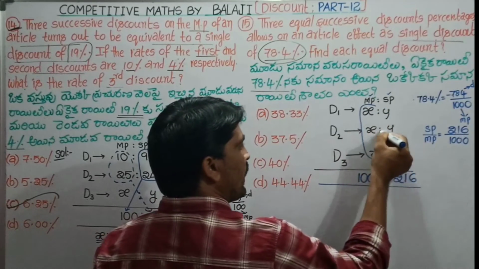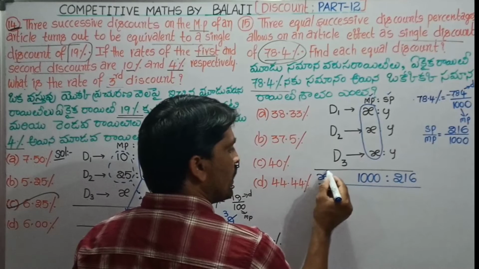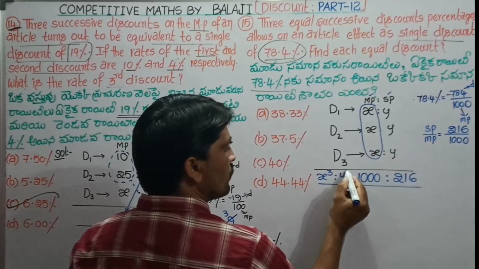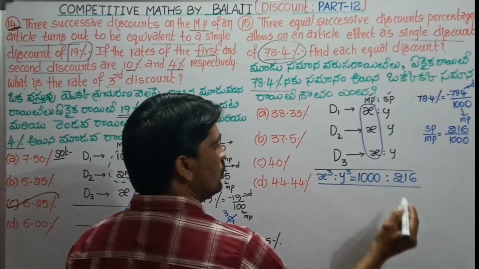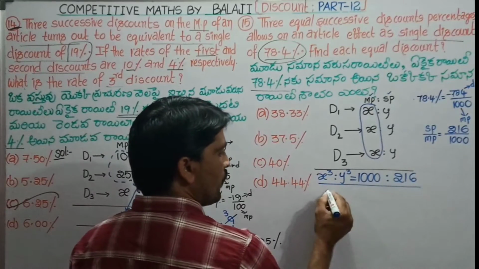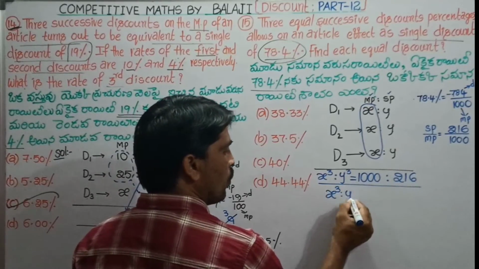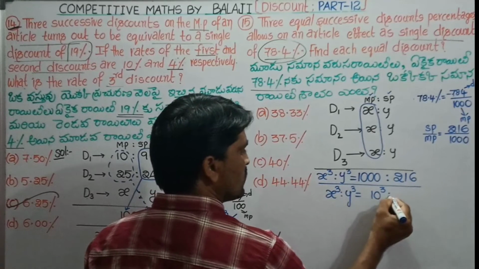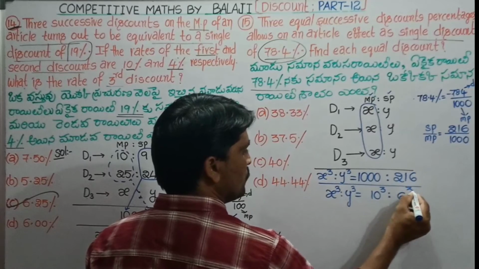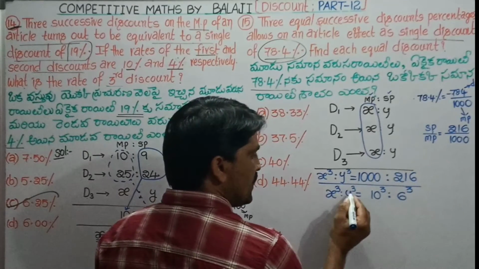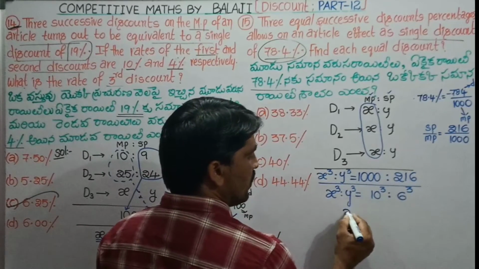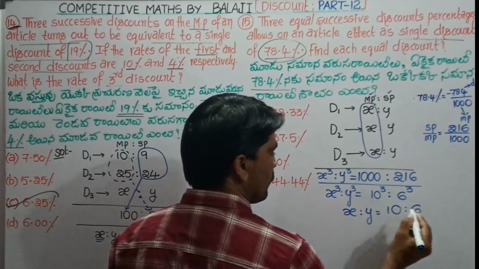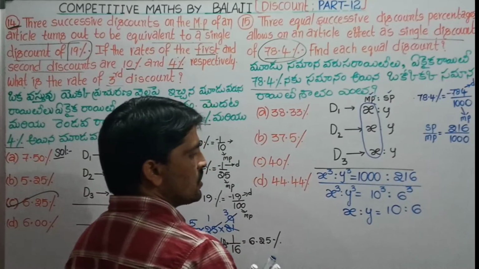X into X into X, X cube is to Y into Y into Y, Y cube. This ratio will be equal to 1000 is to 216. Here X cube is to Y cube equal to 1000 can be written as 10 cube is to 216 can be written as 6 cube. Then X is to Y is 10 is to 6.